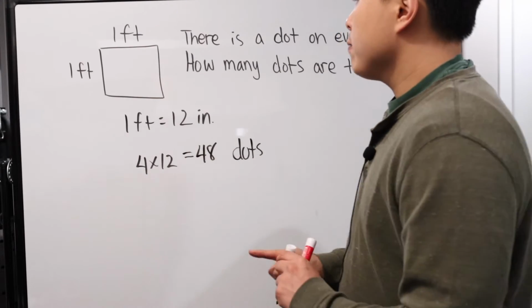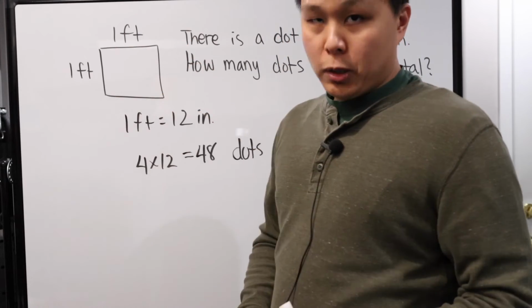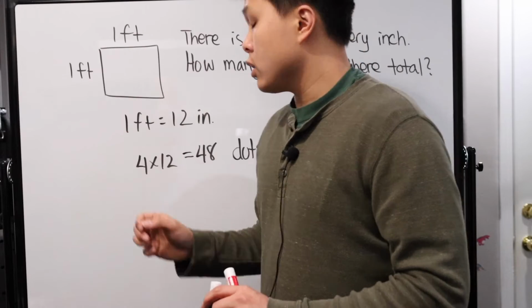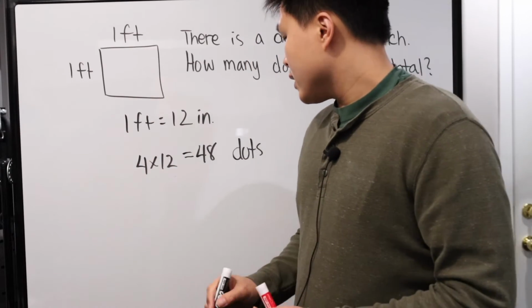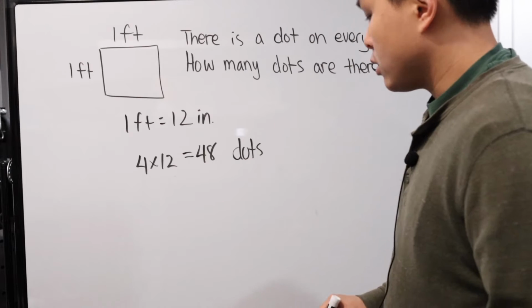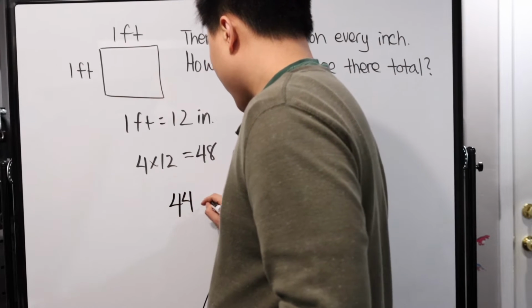There's a reason for that. When we look this way, there's going to be 12. This way, 12. This way, also 12. And this way, 12 again. So why is it that even though we say 48, there's actually not a total of 48 dots? I'm going to give you the answer right away. 44 dots is the correct answer.